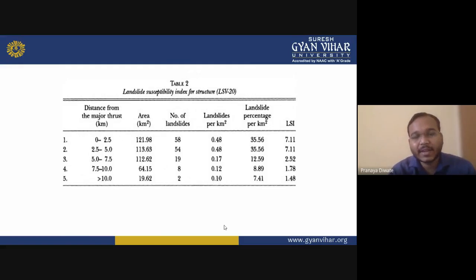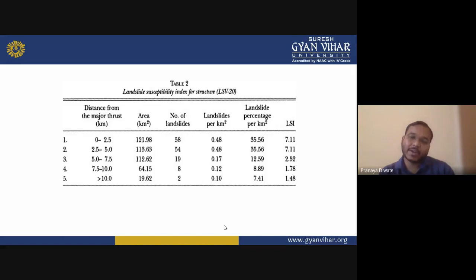Another data you can take, or already have, is the distance from the major thrust. Landslides are also known to happen along a thrust. Thrust means a fault. You have 0 to 2.5 kilometers, where the highest area is covered by landslides. The number of landslides is also 58.